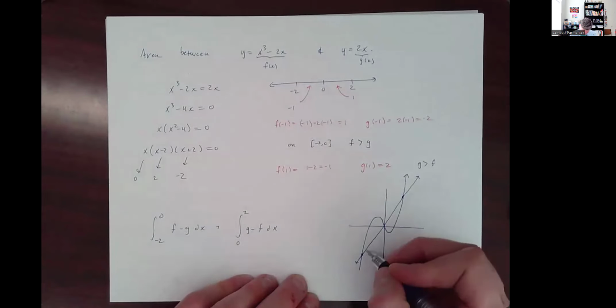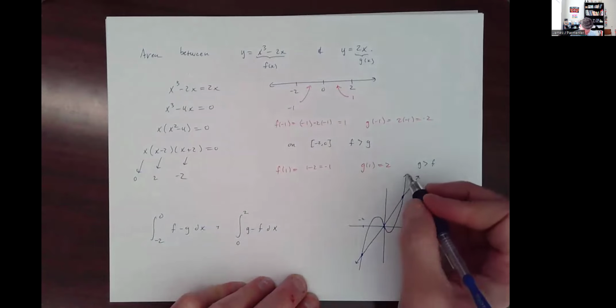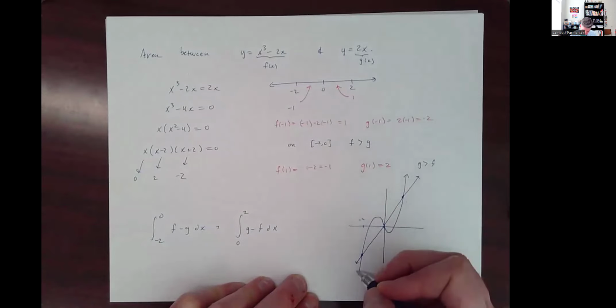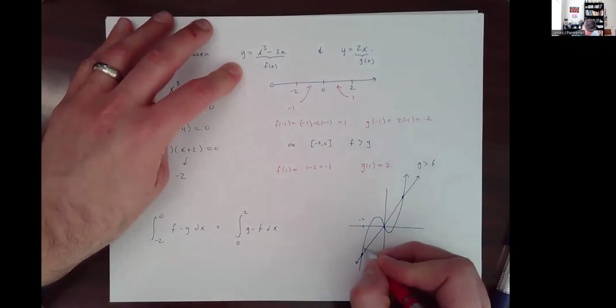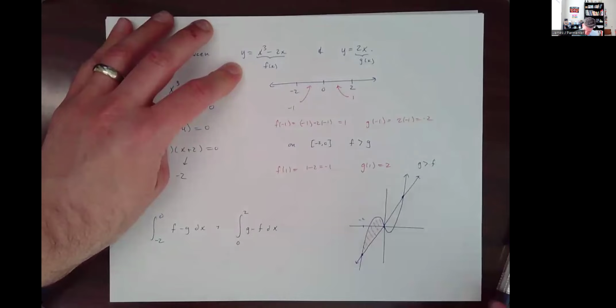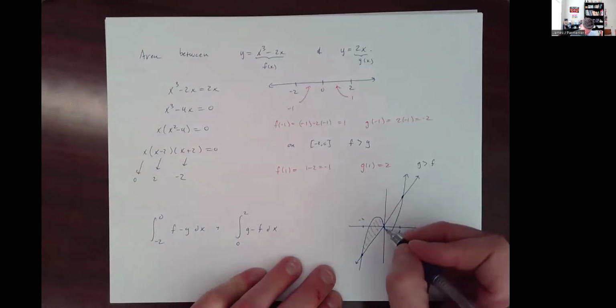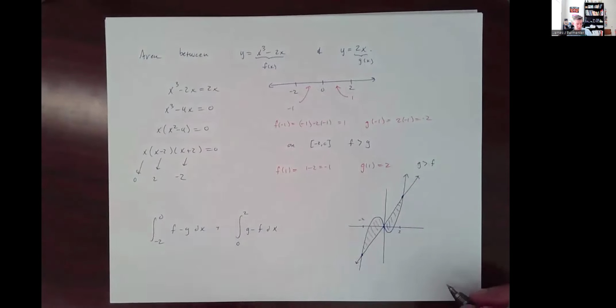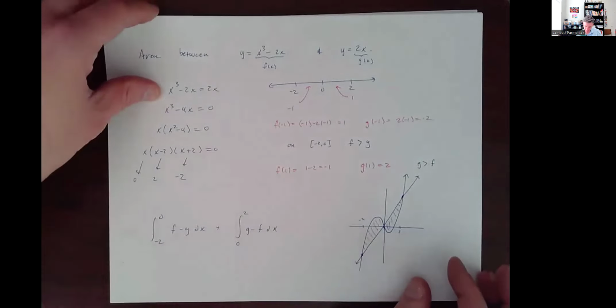In the interval from, say, -2 to 0, the cubic function, which is f of x, is the larger function. So from here to here, it's going to be f minus g. But then from 0 to 2, g is the larger function, so from here, we have to do g minus f. That's why you have to break it. There's more than 2 points of intersection like this, so you calculate this as one here.